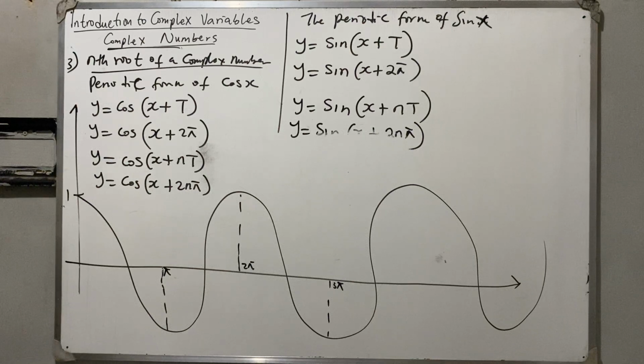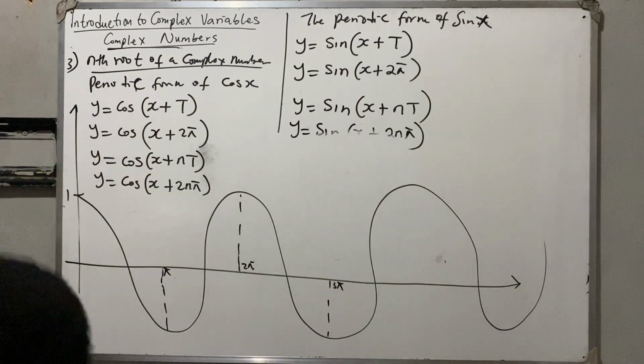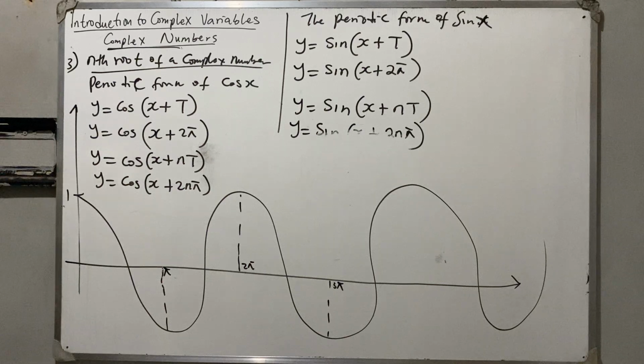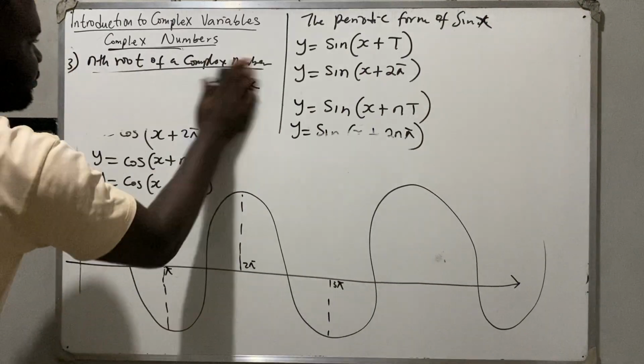Now, n is called the complete circle, that is the number of oscillations, the counter, the number you want to count. Now, why are we studying this? Let me show you why we are studying this. Permit me to clean here.